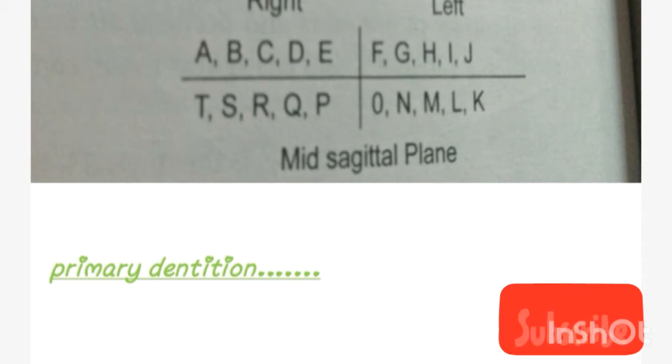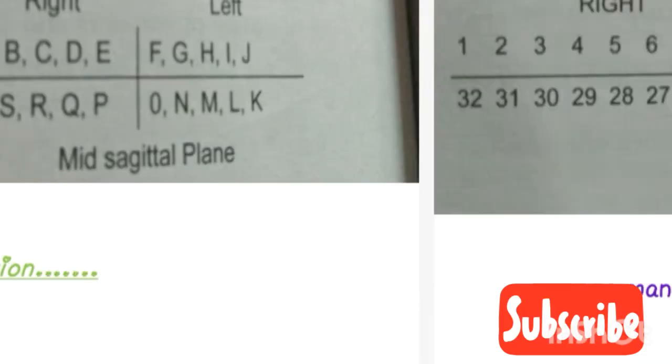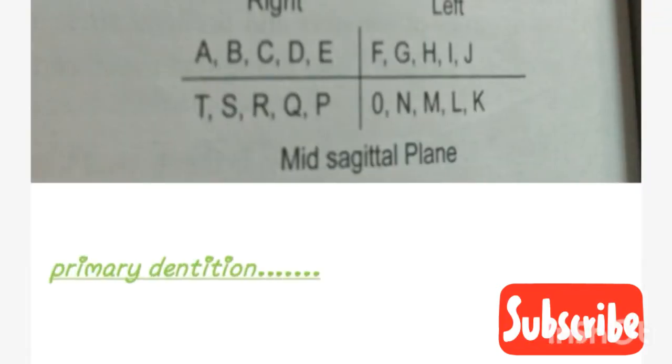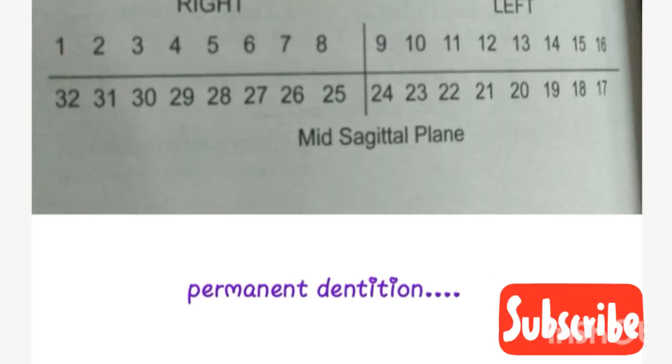In the exam or anywhere, if you are going to start with this, first of all draw two lines, one vertical and the second horizontal. This is basically for the primary dentition, which is denoted alphabetically A, B, C, D, E, and this is for the permanent dentition, which is given in numerical form 1, 2, 3, 4 up to 32. I will tell you the permanent dentition first, then we will go to the primary dentition. In the permanent dentition, the numbers 1 to 32 denote the teeth.